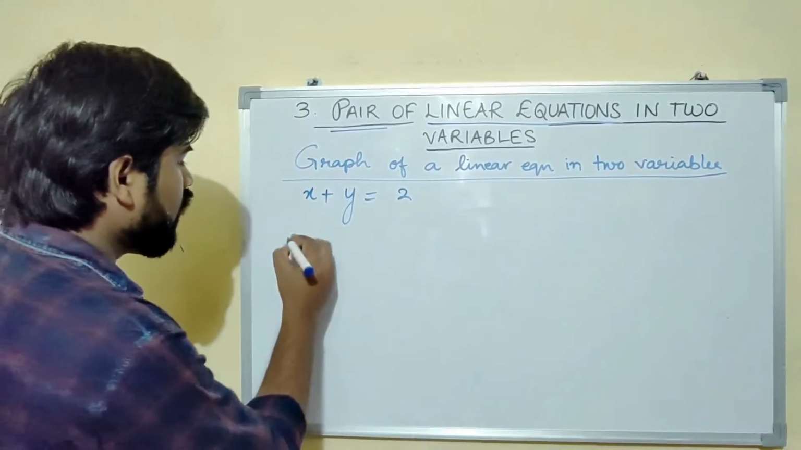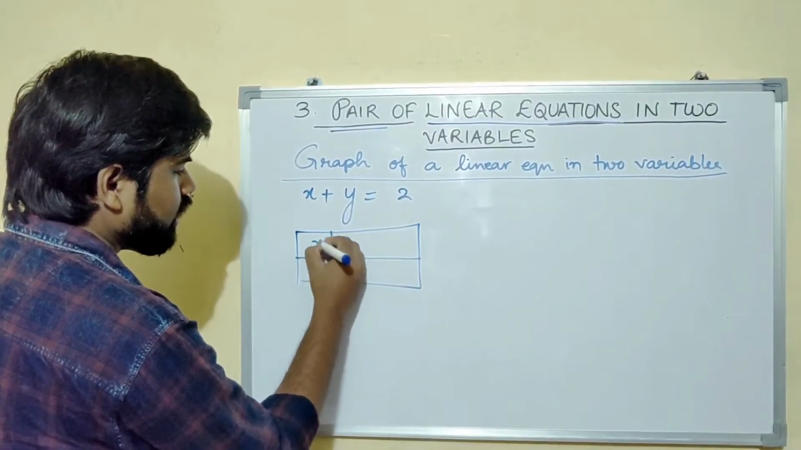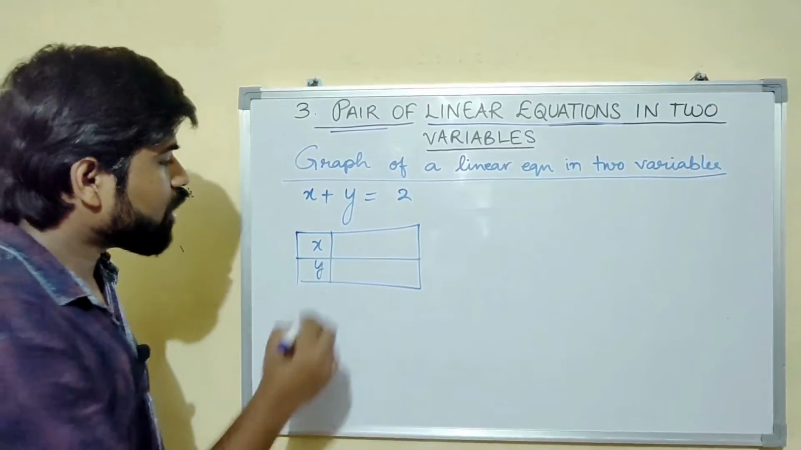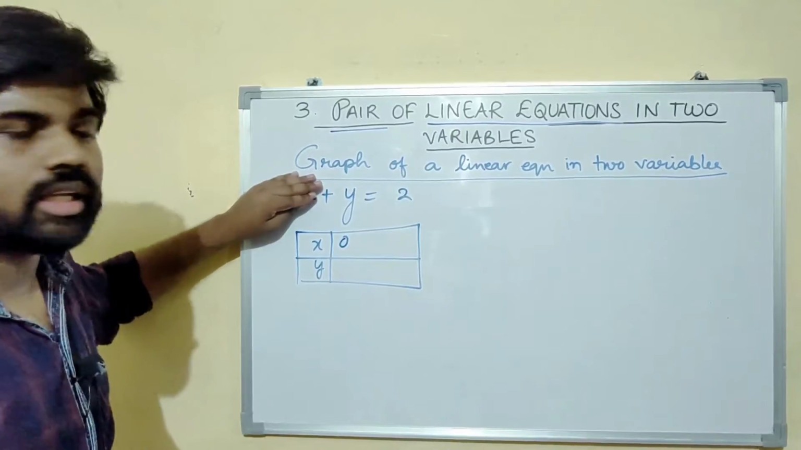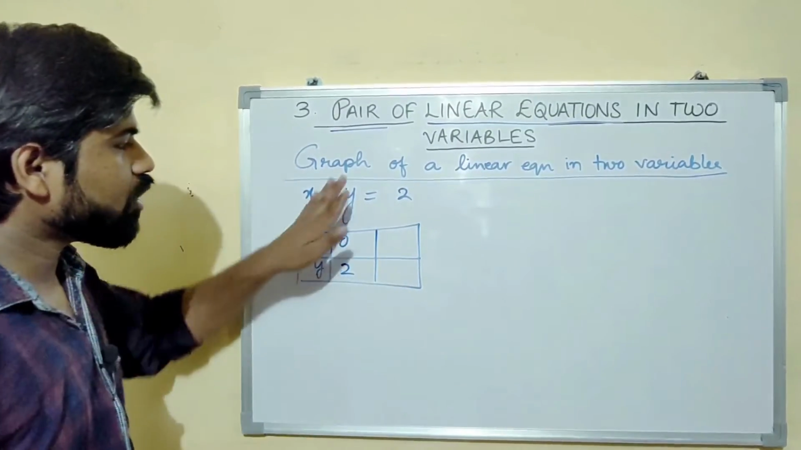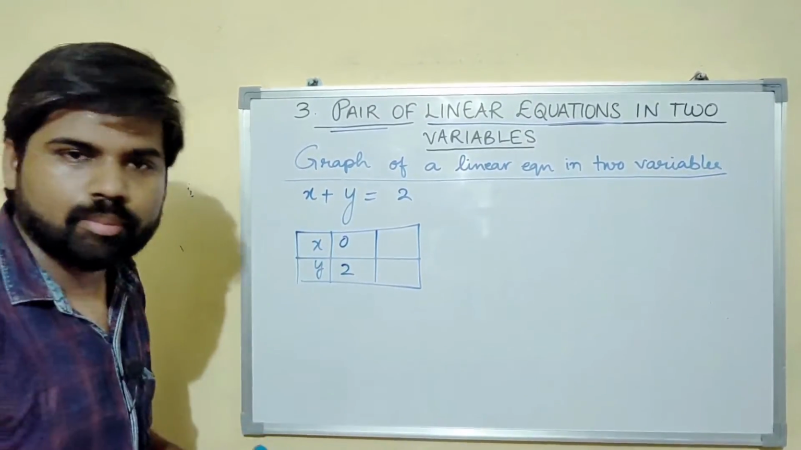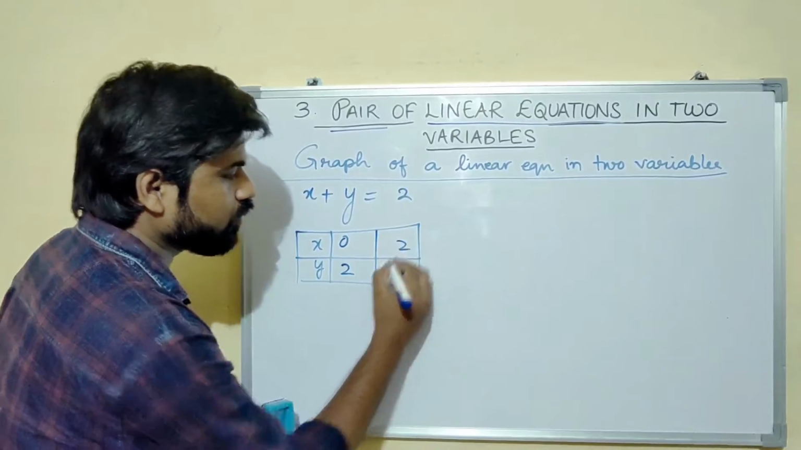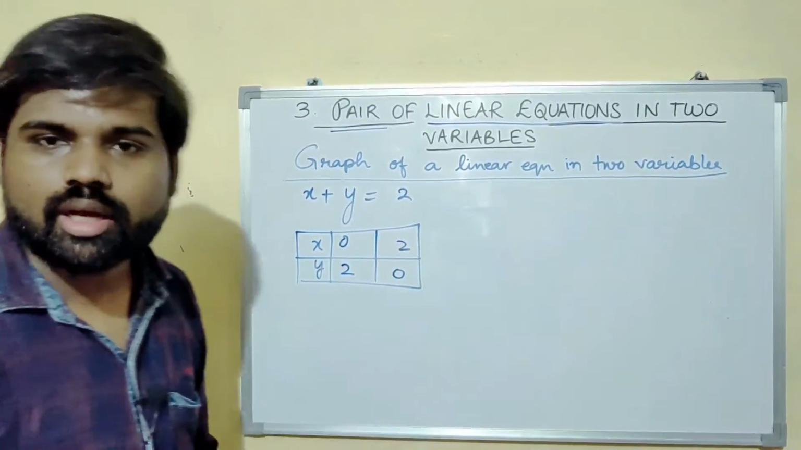Okay, so let us make a box. Here it is x and this is y. If I put the value of x as 0, then the value of y will be 2, right? And if I put the value of y as 0, then the value of x will be 2. So we have got 2 points. It is enough for drawing a graph.